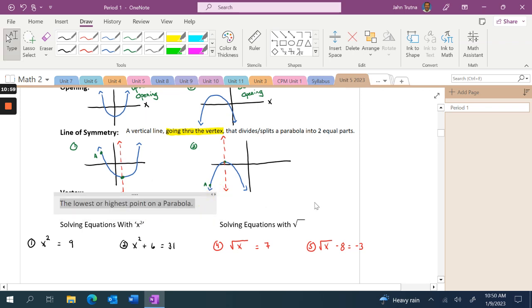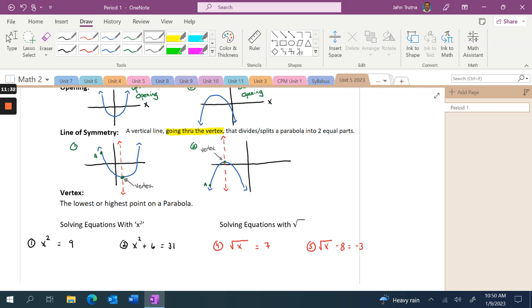Okay, so the vertex is always going to be the lowest or the highest point on a parabola. So going up here to my graphs, in example number 1, that point right there where that arrow is pointing is going to be the vertex of that parabola, okay? There is no other point that gets lower than that point right there. In example number 2, the point right here, which is the highest point of the parabola, would be the vertex, okay?